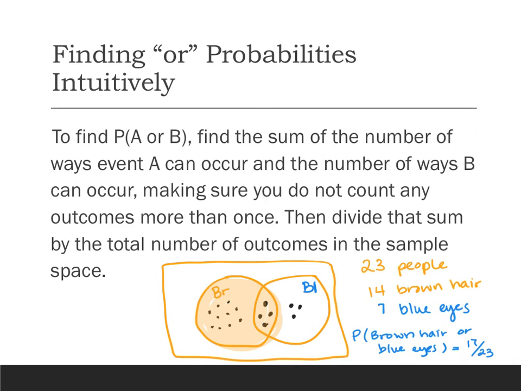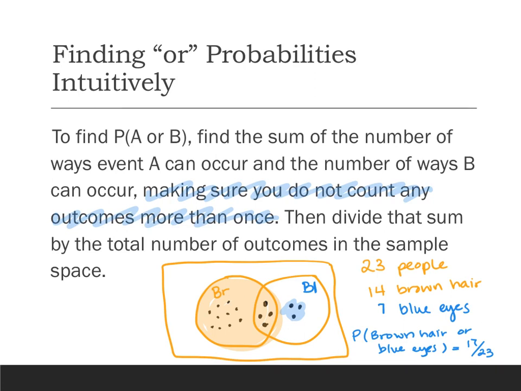So what did we do? We found the sum of the number of ways A can occur, 14, and the number of ways B can occur, it was 7, but making sure you do not count any outcomes more than once. So really just 3 more. Then we divide that sum by the total number of outcomes in the sample space. So what does this mean as far as our people?